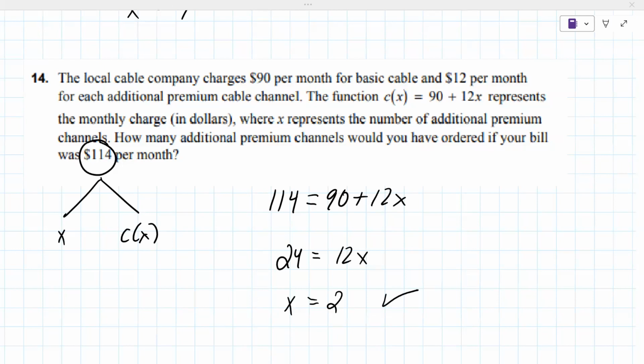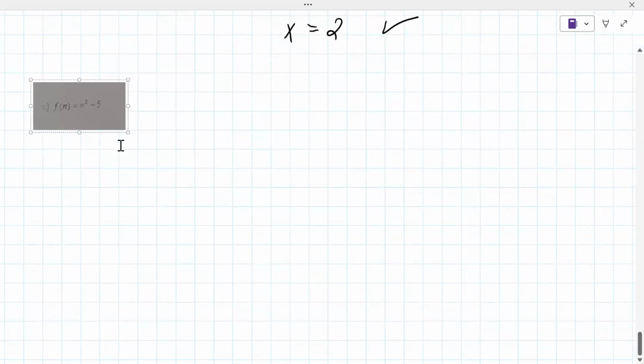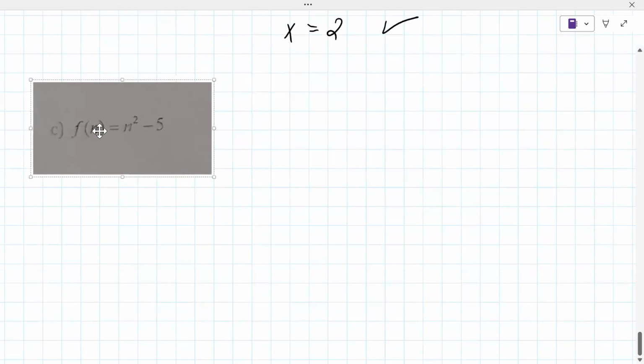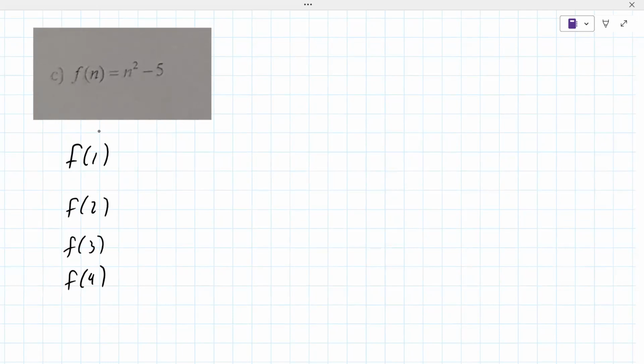Looks like C is f of n equals n squared minus 5. Does that look okay to you? Yeah, okay. You said find the C of N. Looks like letter C. Let me snip it in here. Oh, that's F. Okay, F of N equals N squared minus 5. It says to find the first four terms of the sequence. So you're just evaluating for f of 1, f of 2, f of 3, and f of 4. Why don't you try that?